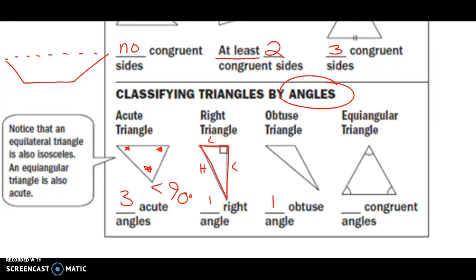An equiangular, what does that sound like? Equiangular. All three angles are congruent. They're all equal measures. So you can see there's arcs in all three angles. That means they're all congruent. Equiangular.